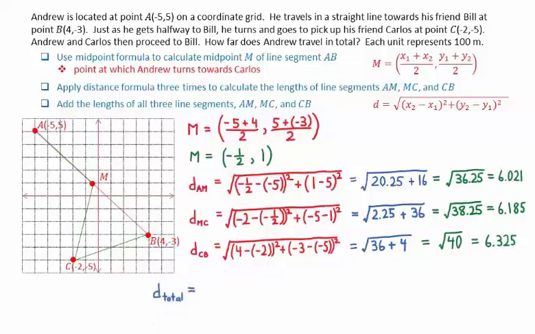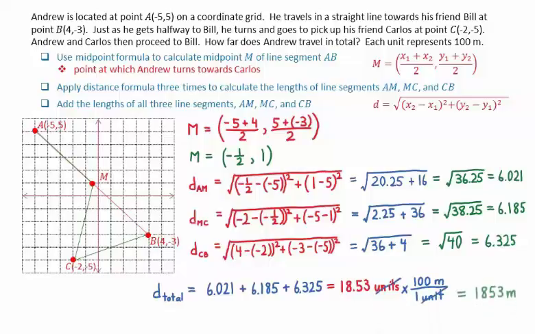The total distance that Andrew walks is then 6.021 plus 6.185 plus 6.325. This gives us 18.53 units. We then must realize that each unit represents 100 meters. We can use a conversion factor to convert from units to meters, giving a total distance of 1,853 meters.